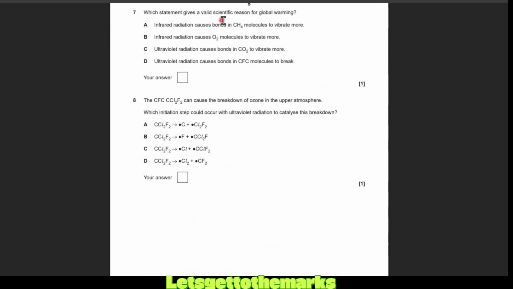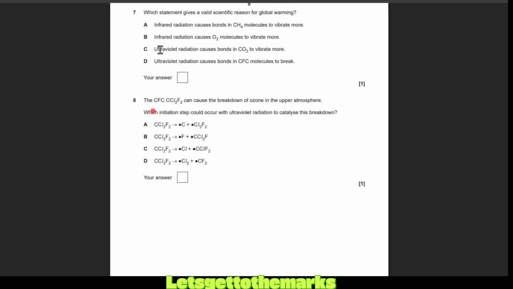Question 7. Which statement gives a valid scientific reason for global warming? Infrared radiation causes bonds in the CH4 molecules to vibrate more. Infrared radiation causes O2 molecules to vibrate more. Ultraviolet radiation causes bonds in the CO2 to vibrate more. Ultraviolet radiation causes bonds in the CFC molecules to break. So we've got that question there. You should be thinking about which one it could be.